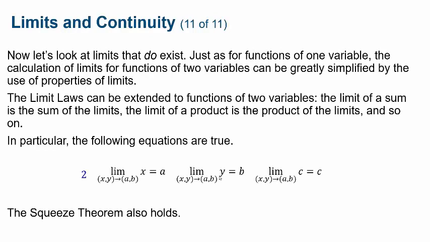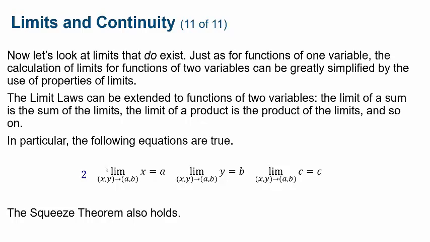All right, so now let's look at limits that do exist. Just as for functions of one variable, the calculation of limits for a function of two variables can be greatly simplified by using the properties of limits. All right, the limit laws can be extended to functions of two variables. So the limit of a sum is the sum of the limits, of a product is the product of the limits, and so on and so on. So in particular, the following equations are true, and the squeeze theorem holds.